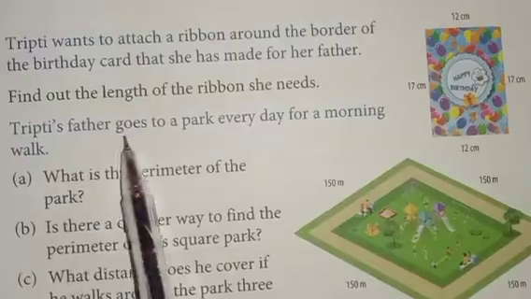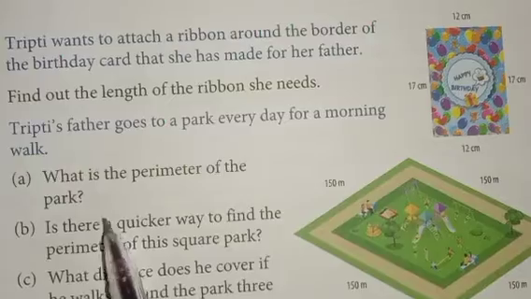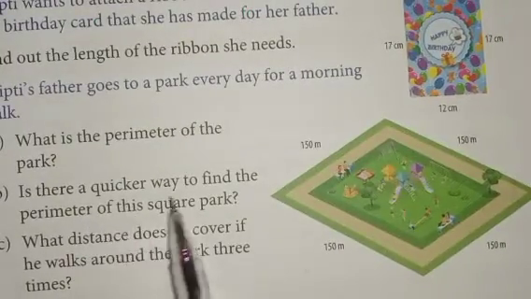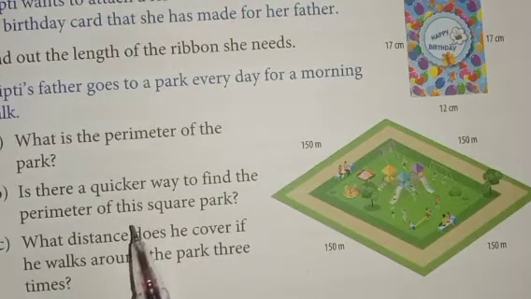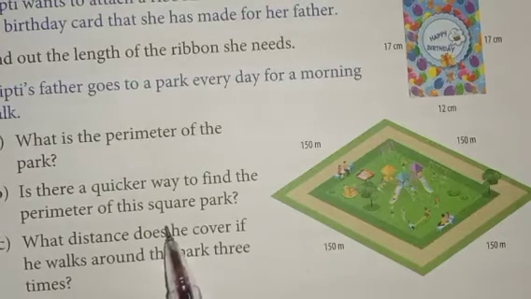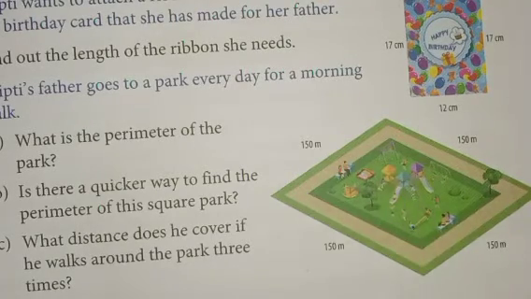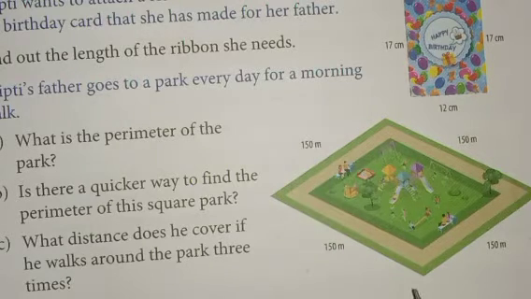Now, Tripti's father goes to a park every day for a morning walk. What is the perimeter of the park? You find out the perimeter of this park. Is there a quicker way to find out the perimeter of the square park? If there is any other way, you can write yes or no. What is the distance he covered? He walks around the park 3 times. So find out the perimeter of this park. Then if he walked 3 rounds, you want to find out how many meter he walks in one day.